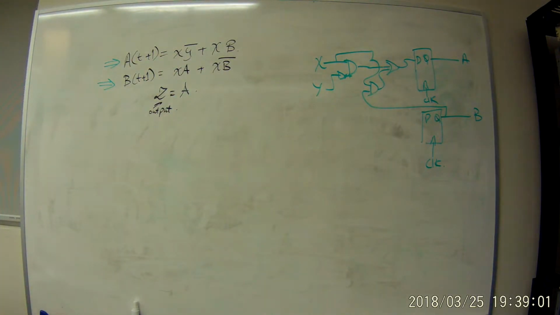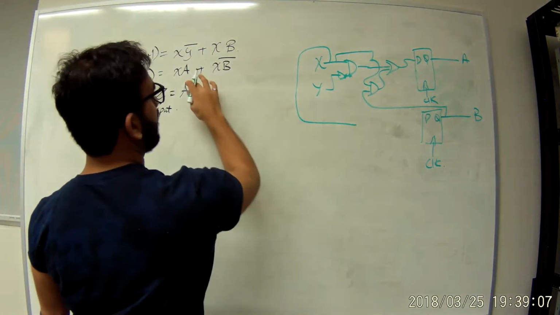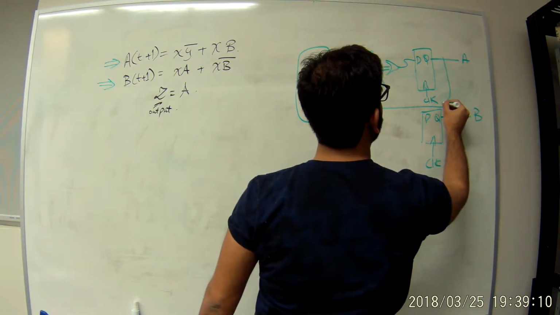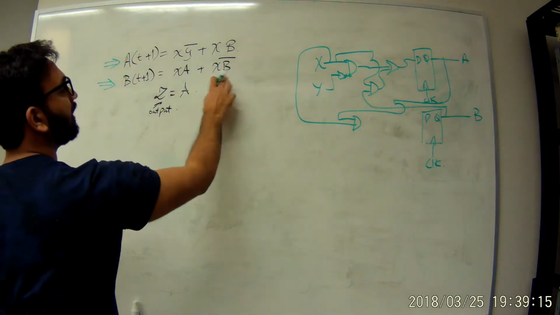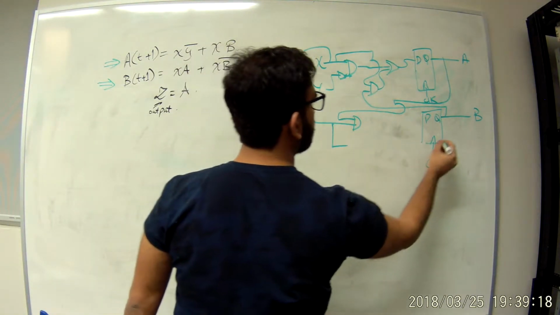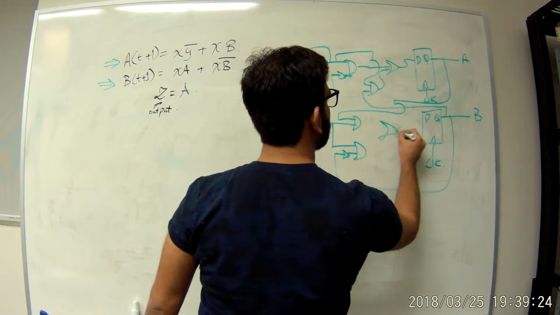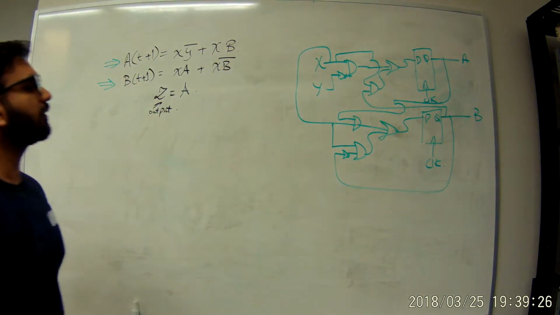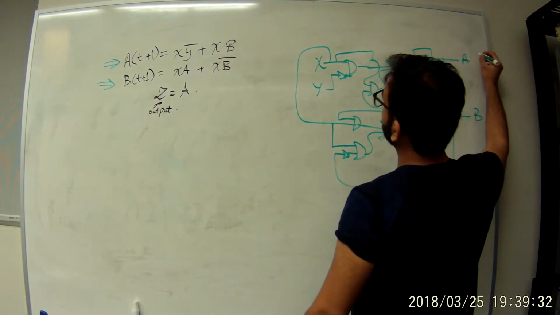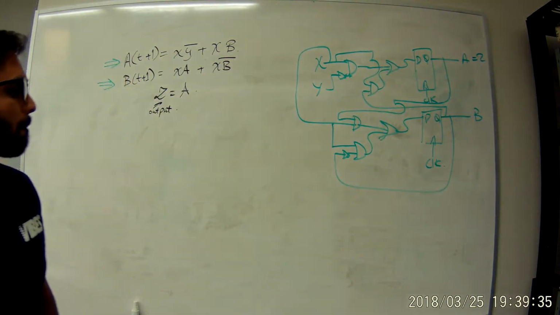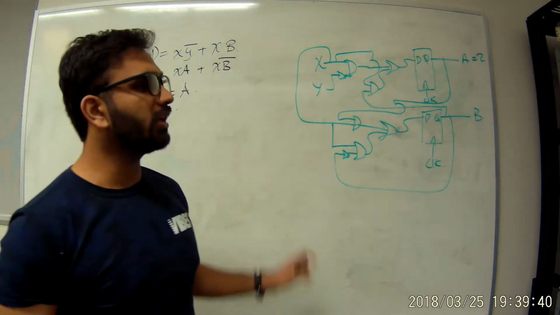And for B, it's the same thing. We take our X and A, and then we have X and B'. So again, we take X and B, NOT B, and put them in AND gates and an OR gate, and put it in B. That's the circuit for these 2 equations, and we know Z equals A. So the point is, looking at the equation, drawing the circuit becomes really easy.